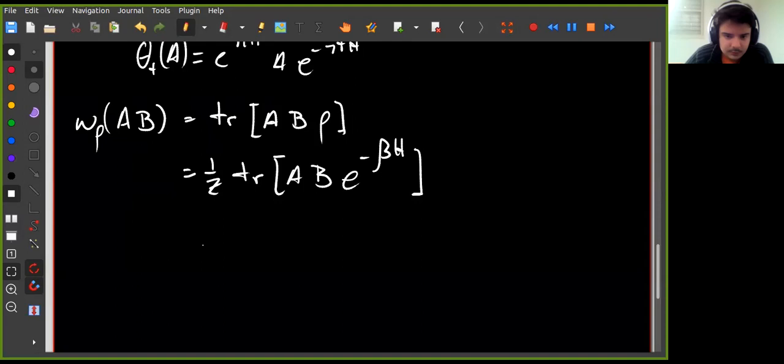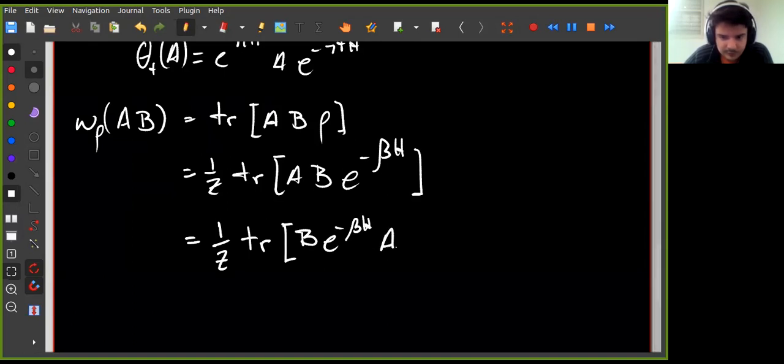I may then write this as 1 over Z trace of e to the minus beta H A, and then insert an identity in here in the form of e plus beta H e minus beta H.